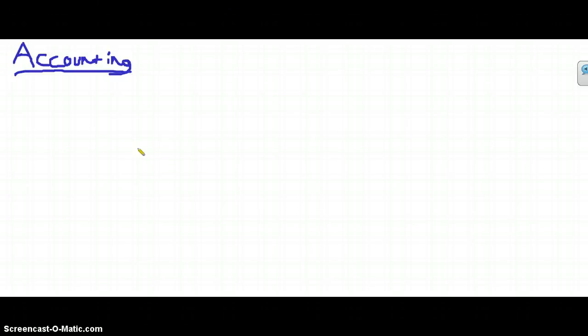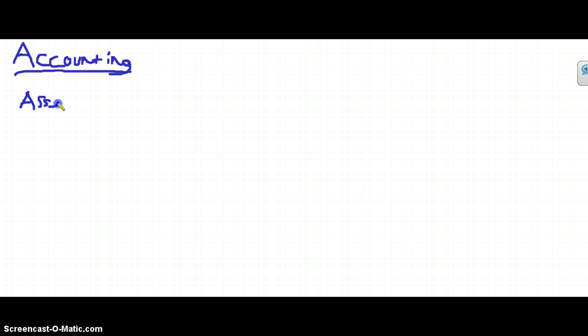Okay, this will be on accounting. And basically, accounting is the language of business. So for basic accounting, we have to know what assets, liabilities, and business transactions are, and be able to identify these. Now, you also have to know owner's equity as well. So I'm going to define these terms first so that we get that out of the way.